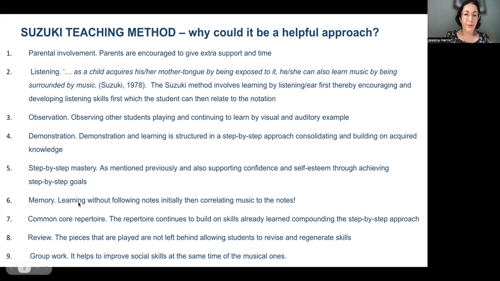Memory: learning without following notes initially, then correlating music to the notes. Common core repertoire: the repertoire continues to build on skills already learned, compounding the step-by-step approach. And review: the pieces that are played are not left behind, allowing students to revise and regenerate skills, keeping the skills that they've learned with them. And group work helps improve social skills at the same time as the musical ones.